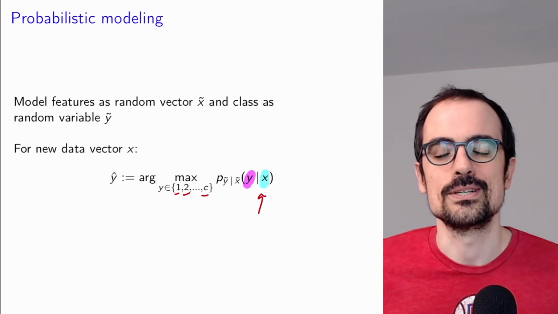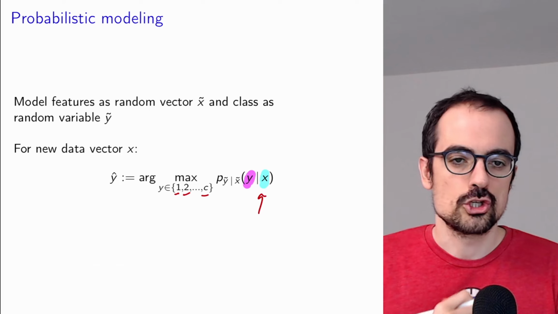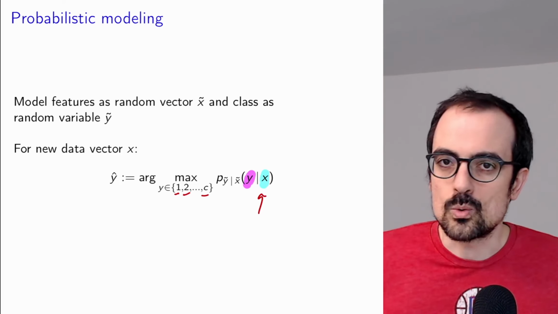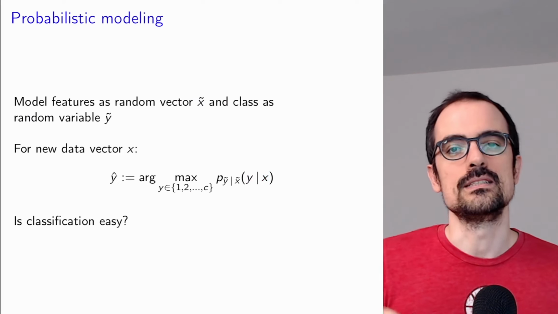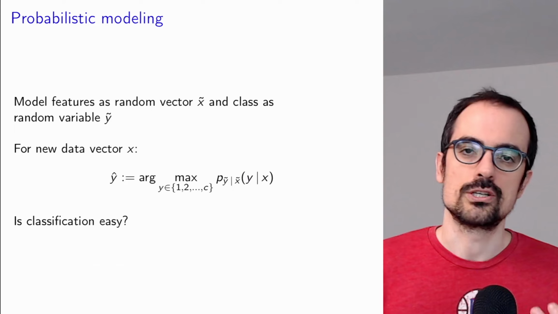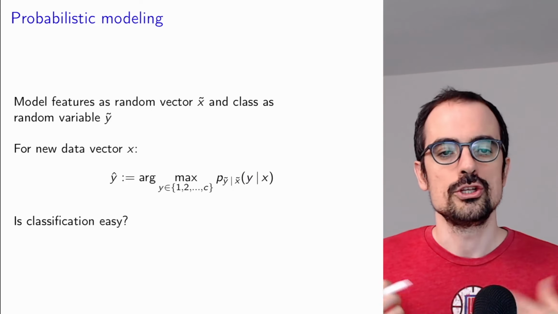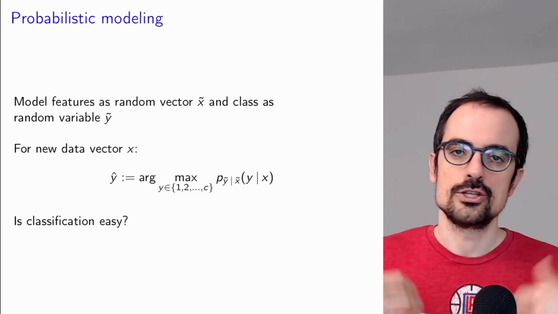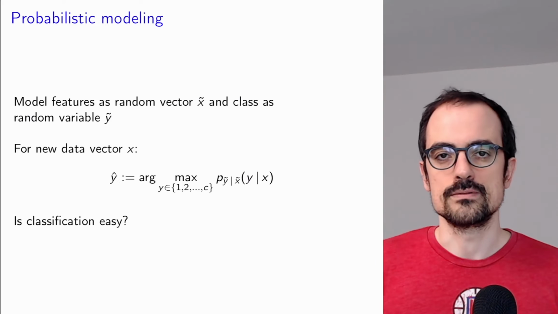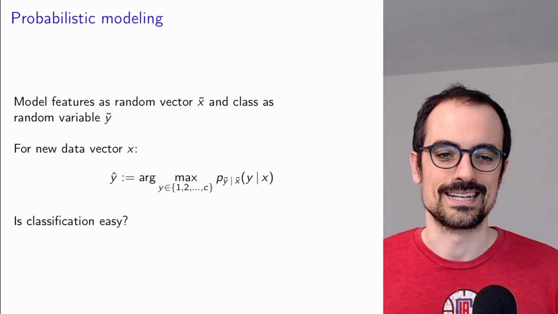Perhaps I will do a separate video to actually prove that. It's not very difficult to prove. So it seems that this problem is quite easy. Okay, it seems that classification is pretty easy. You just model the features and the class as a random vector and a random variable. You learn the conditional probability of the class given the features. You maximize it given your observed features, and you're done. You have the best estimate for the class.